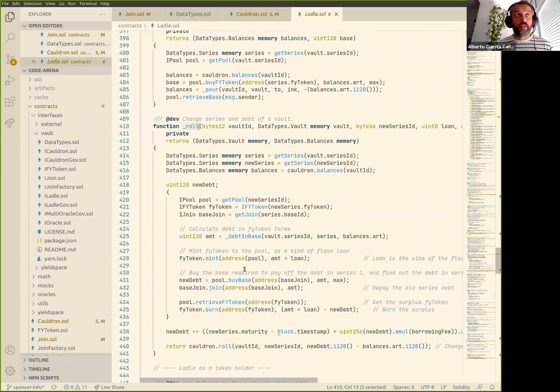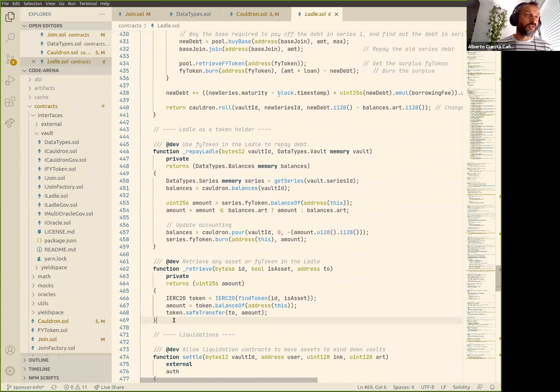We can roll debt. Rolling debt is very complex because not only do you have to change the debt and the series of a vault, you have to do it according to what the yield space pools tell you. And to do that, you actually have to do a trade in a pool. So this just organizes the same thing, again using that kind of token jumping mechanism that minimizes the number of tokens that we move around.